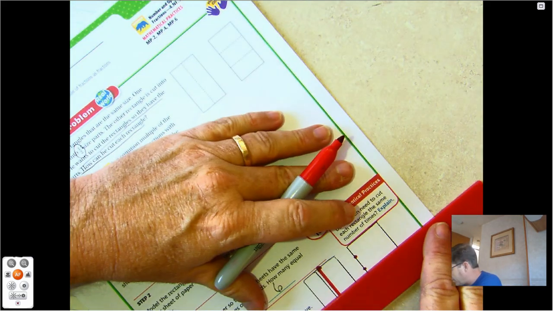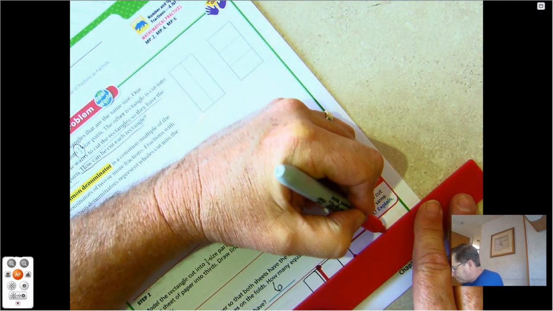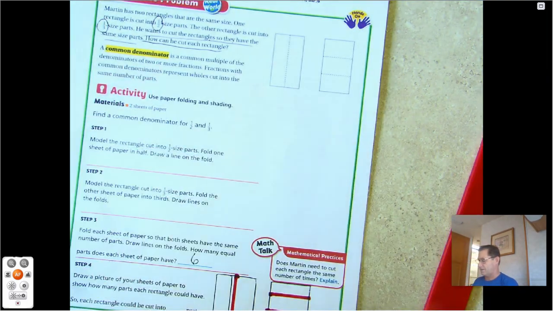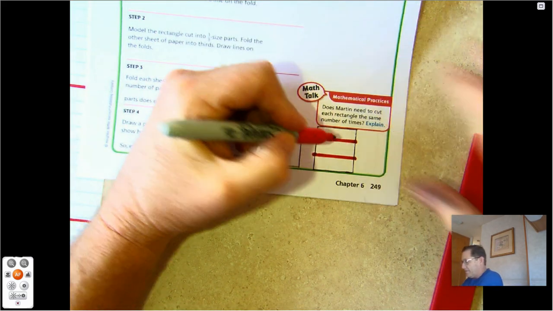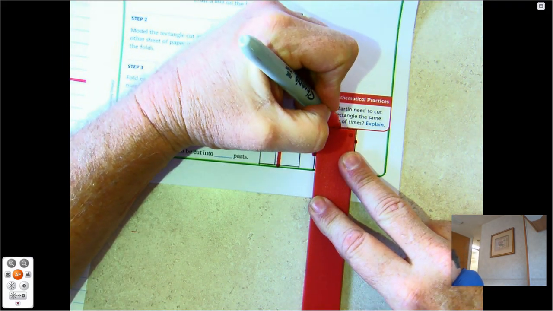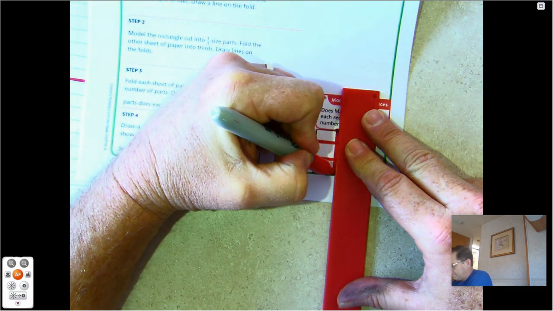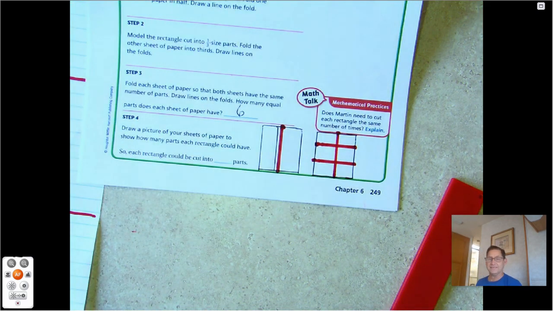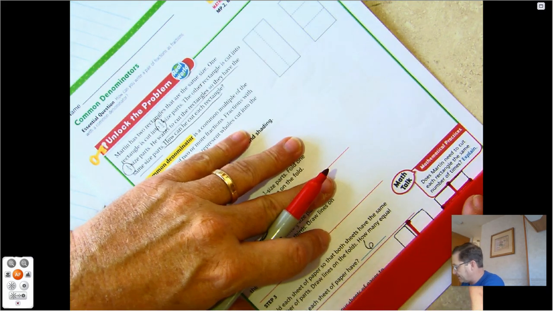That's about thirds. All right, so that's what it should look like when we first folded it. We then took the one that had third size pieces and we divided it in half to get 6 pieces.